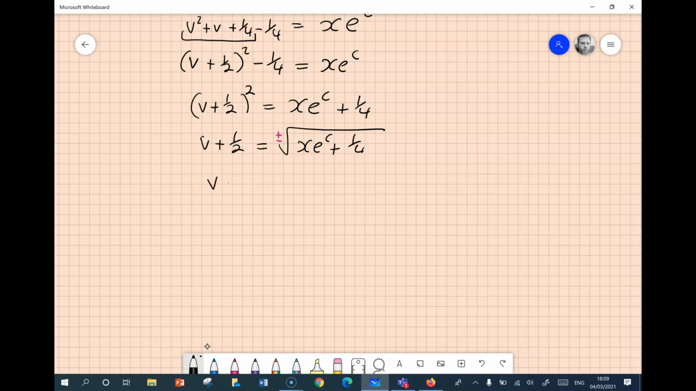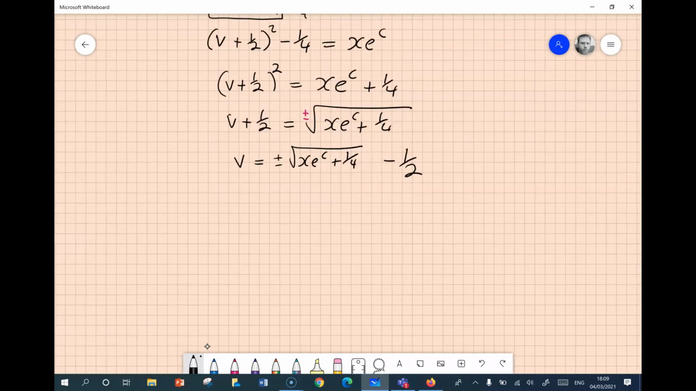So then I've got v is equal to the positive and negative square root of x e to the power of c plus a quarter. And then I've got my minus a half. Now, of course, we didn't have v. What is v? V, of course, is y over x. So y over x is equal to plus or minus the square root of x e to the power of c plus a quarter, and then minus a half outside.